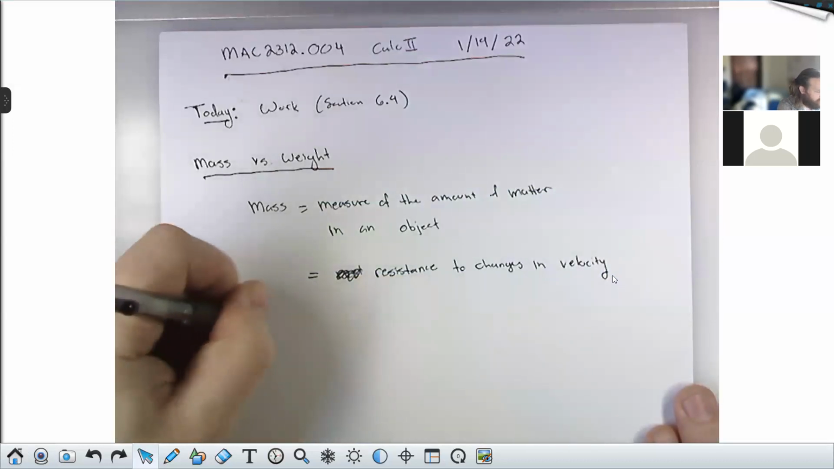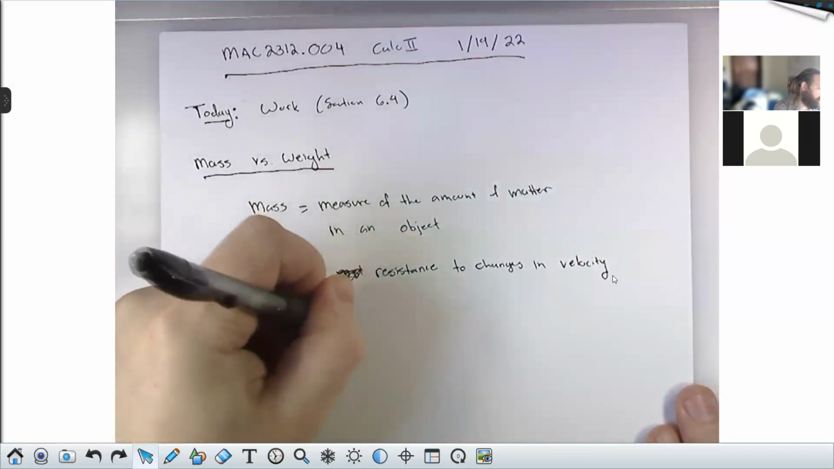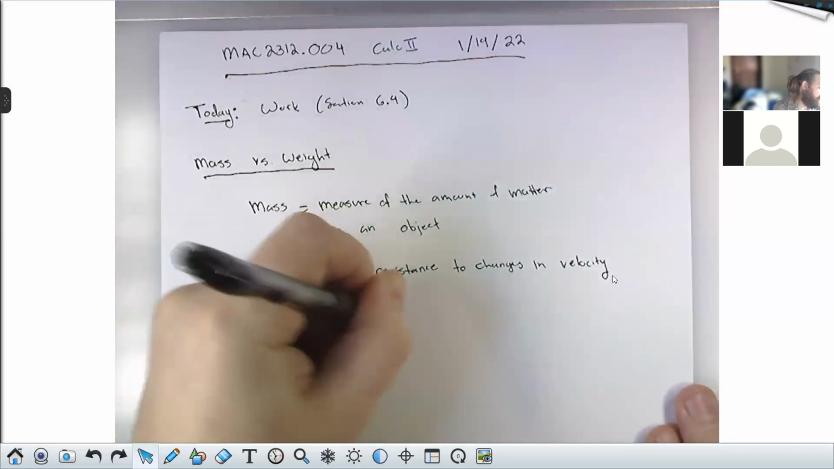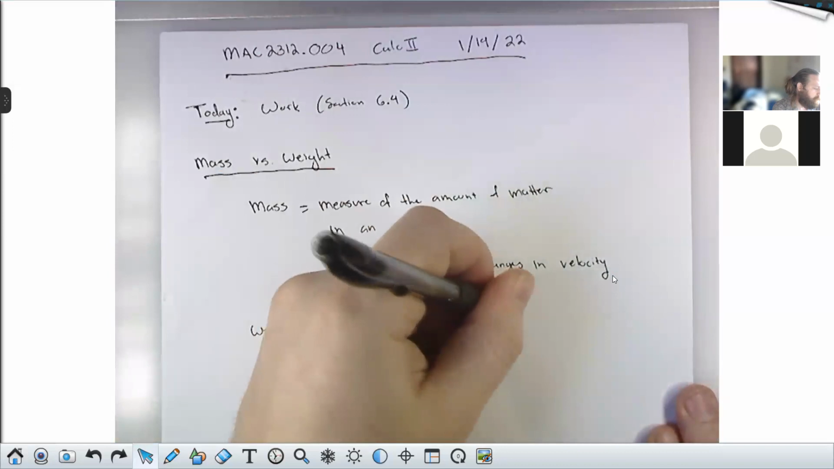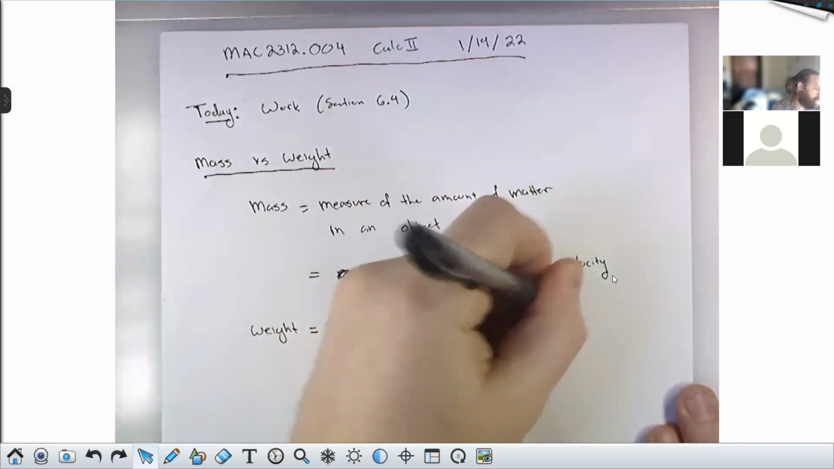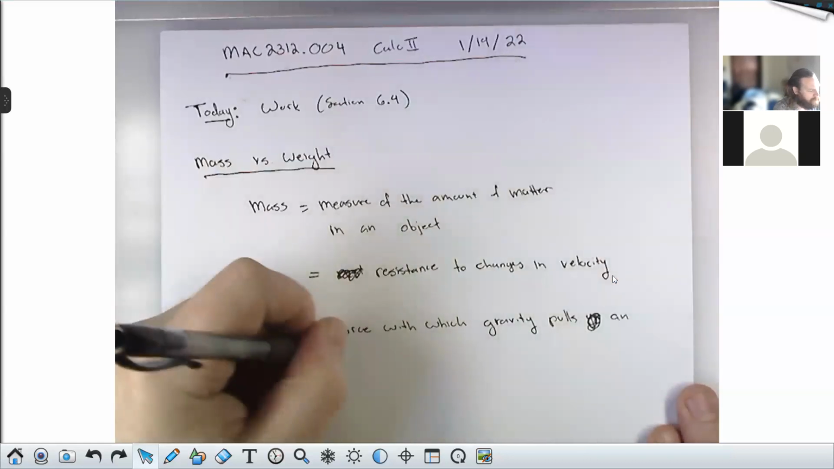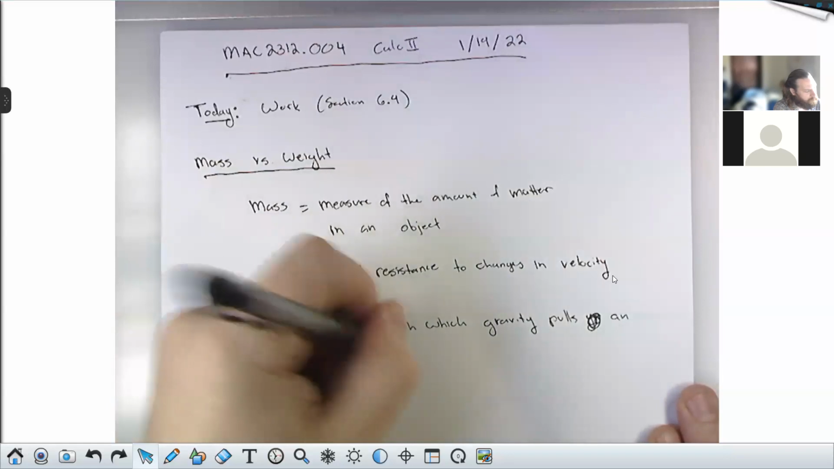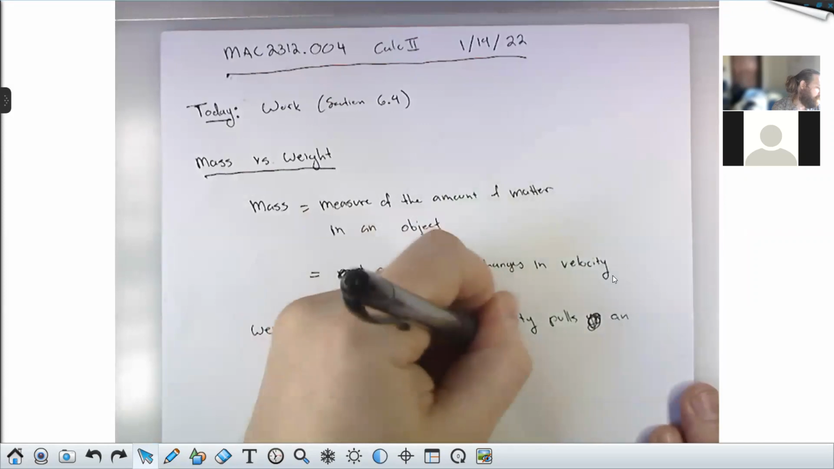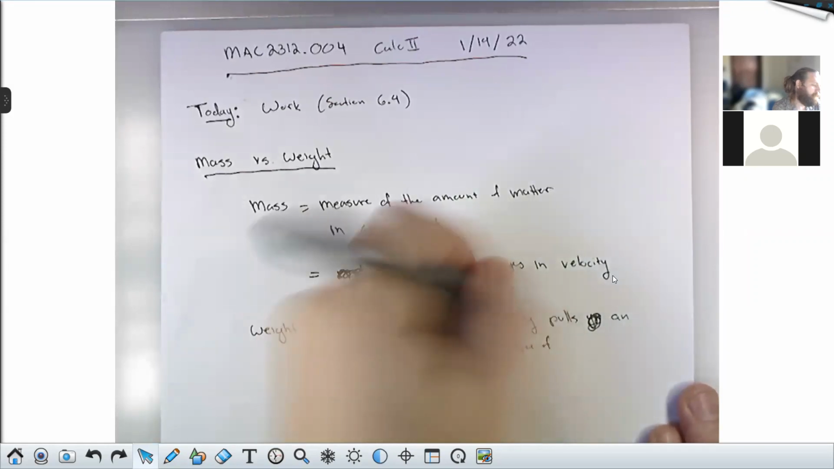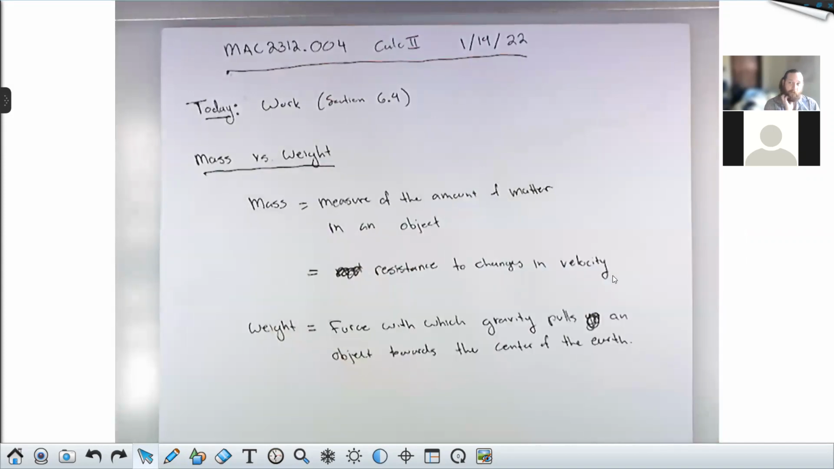Your weight, this is the force with which gravity pulls you, or pulls an object, towards the center of the Earth. So these are fundamentally different quantities.